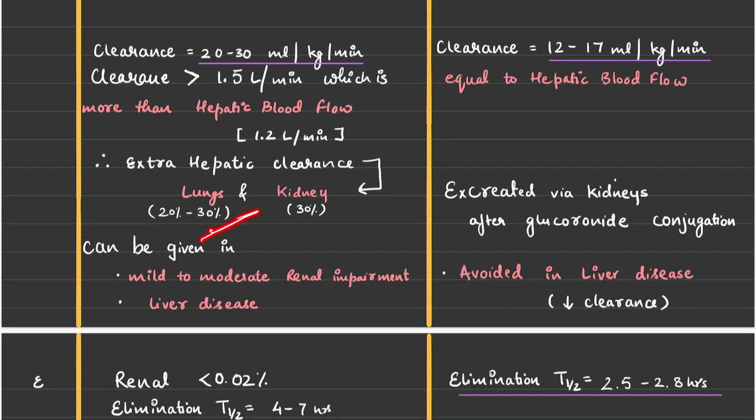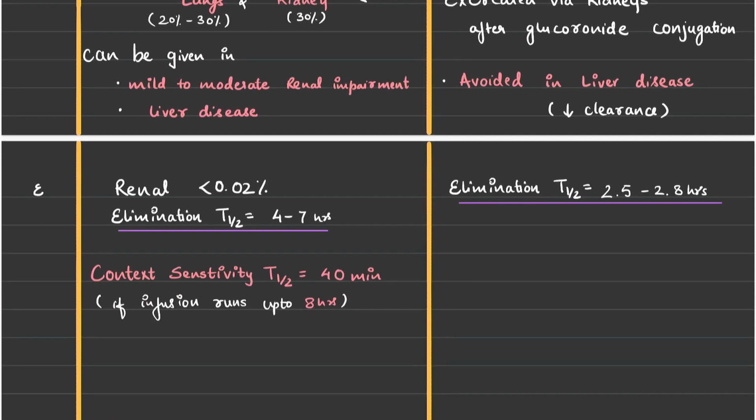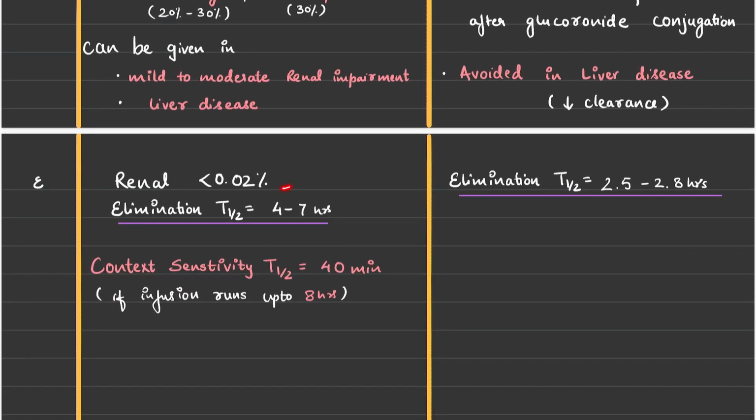The other organs are lungs and kidneys. So 20 to 30% of propofol is excreted through lungs and 30% through kidneys. It can be given in patients with renal impairment, which is mild to moderate, and in patients with liver disease. Renal elimination is less than 0.02%.